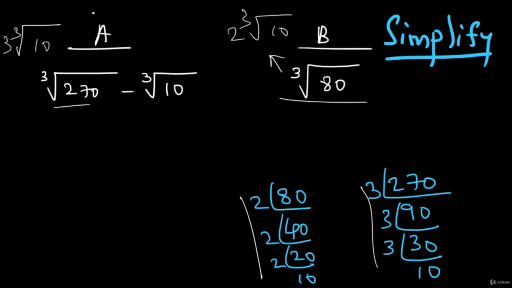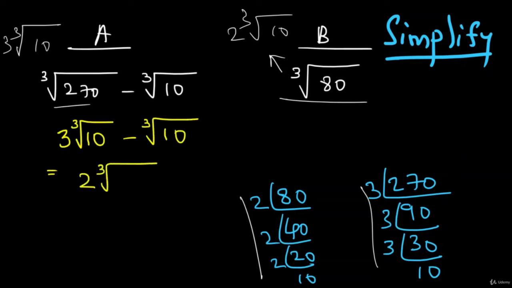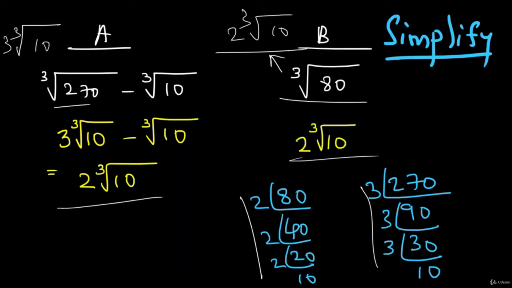Alright, so quantity A becomes 3 into cube root of 10 minus cube root of 10, right? Which is equal to 2 into cube root of 10 and quantity B also is 2 into cube root of 10. Therefore, both of them are equal and the correct answer to this question is option C.